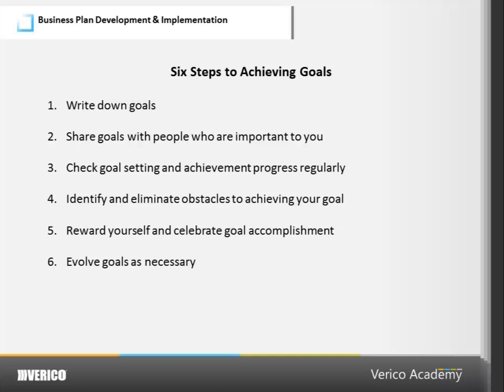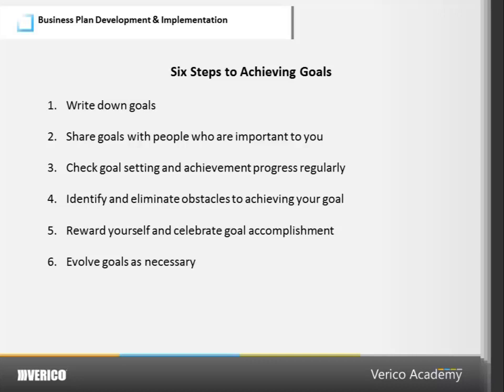You need to identify and eliminate obstacles to achieving your goal. You need to have a plan B. What are you going to do if, for example, interest rates increase? How will you handle that? What will be your plan, or how will your plan adjust if that occurs?